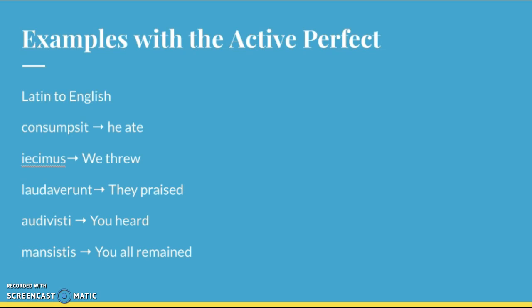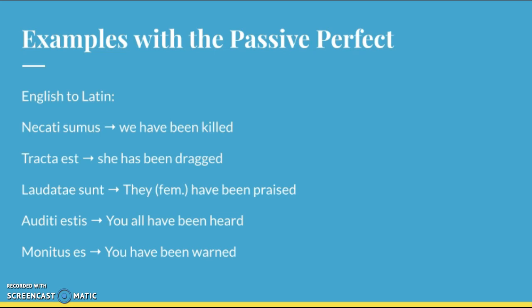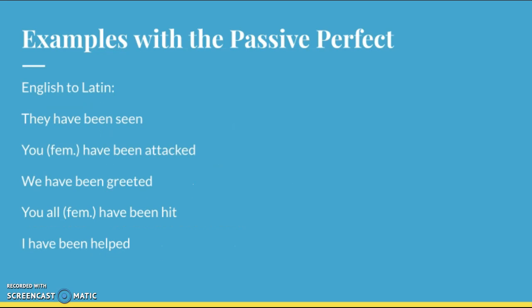We will now be moving on to the passive perfect. Here are now examples that you can practice for the passive perfect. Here are the answers. Next we'll go from Latin to English. Here are some examples with the passive perfect from English to Latin.